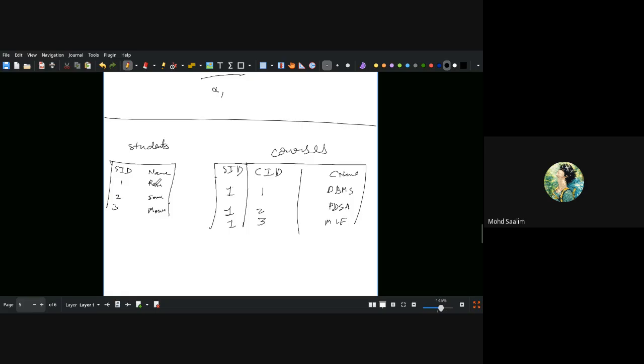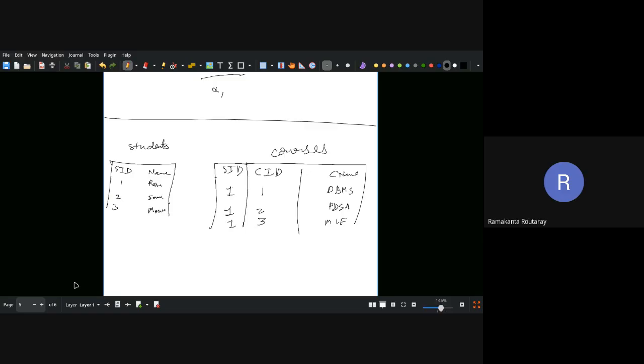All three students, out of them, only Ram took DBMS, PDSA, and MLF. All others, Sonu and Monu, didn't take anything at all. Now tell me what will be the output of left join. How many rows? The columns will remain the same. The columns present in the left table will be there, like Ram, Sonu, and Monu.